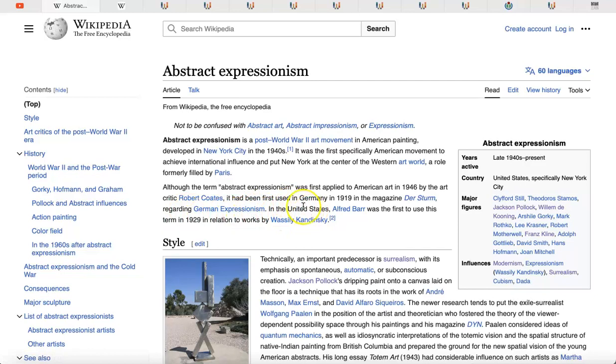So I guess abstract expressionism makes it kind of a branch of expressionism in general, or a descendant of German expressionism. In the United States, Alfred Barr was the first to use this term in 1929 in relation to works by Wassily Kandinsky. Wassily Kandinsky is difficult. If you've ever tried reading one of his books, I salute you, because his stuff is not easy to read, let me tell you.